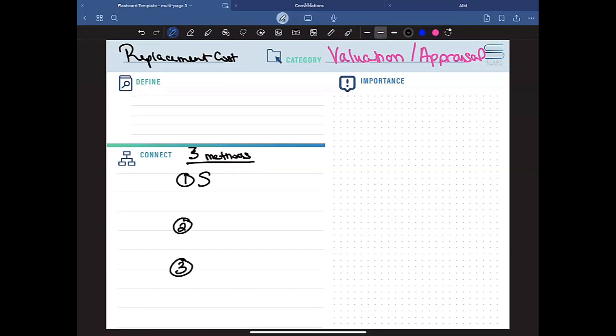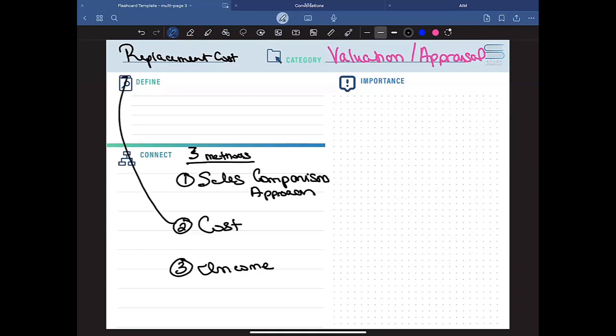Well, you've got the sales comparison approach, otherwise known as the market data approach. You've got the cost approach, and you've got the income approach. Do you happen to know which one replacement cost goes with? Take a wild guess. Replacement cost goes with which one? Cost. Now, do you know what the cost approach is?